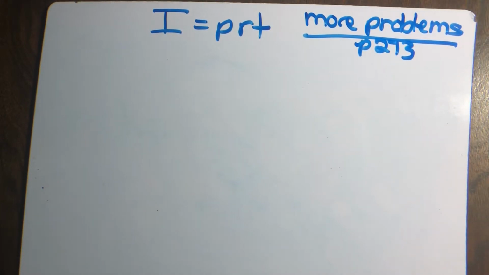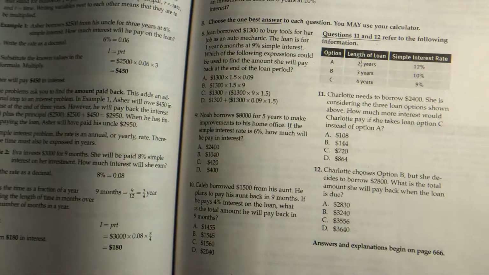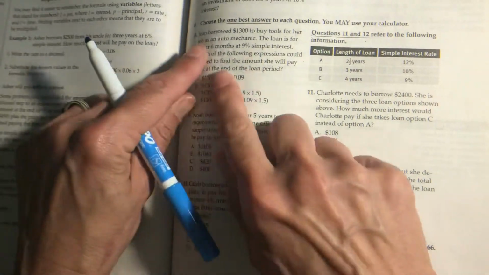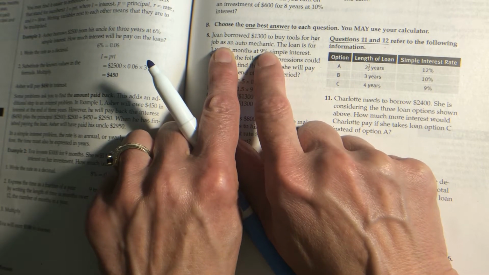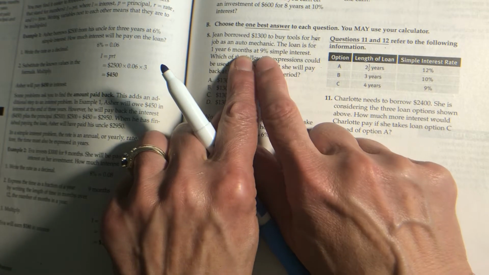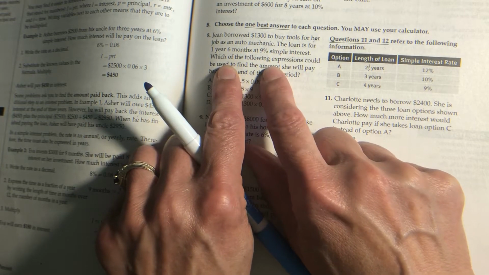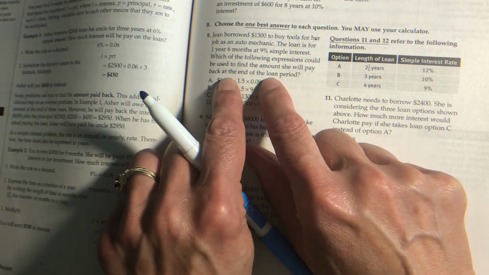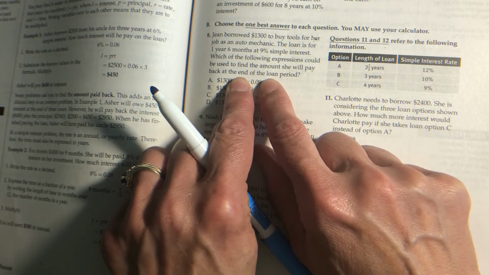Continuing with interest rate problems, we're going to work some of the more, well, they're just longer than the ones we did in the previous video. So we're going to work number 8 on page 273. Jean borrowed $1,300 to buy tools for her job as an auto mechanic. The loan is for 1 year, 6 months at 9% interest, simple interest. Which of the following expressions could be used to find the amount she will pay back at the end of her loan? So a couple things different here.